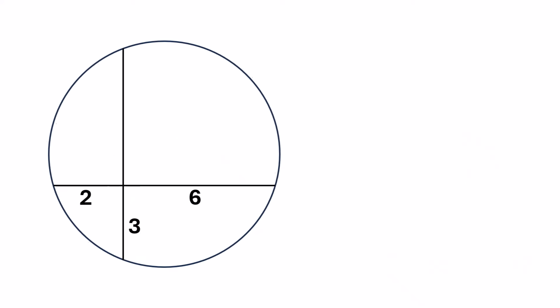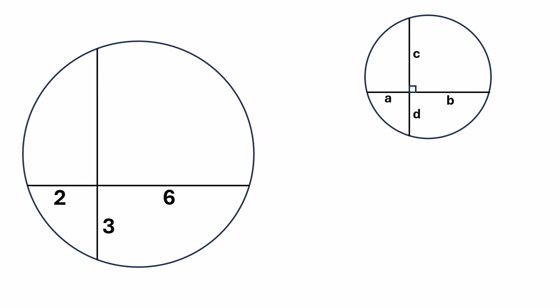Let's walk through the solution together. We'll begin with the intersecting chords theorem. It says that when two chords intersect at right angles, the product of the parts of one chord equals the product of the parts of the other. In this diagram, A times B is equal to C times D.